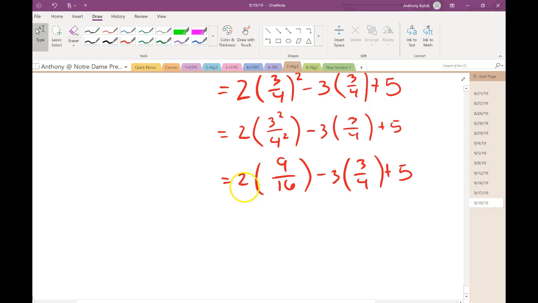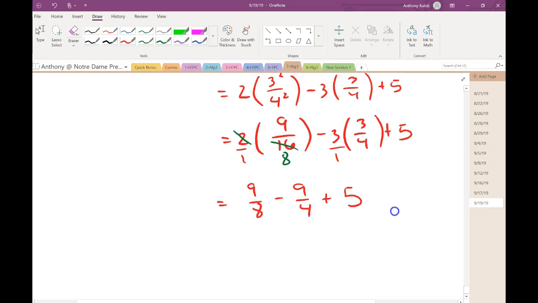So to multiply fractions, I need to think about them as fraction times fraction. To multiply fractions, I can multiply the tops together and the bottoms together. Here I can reduce before I multiply. So I get 9 over 8. Here I get 9 over 4. And then I have plus 5.